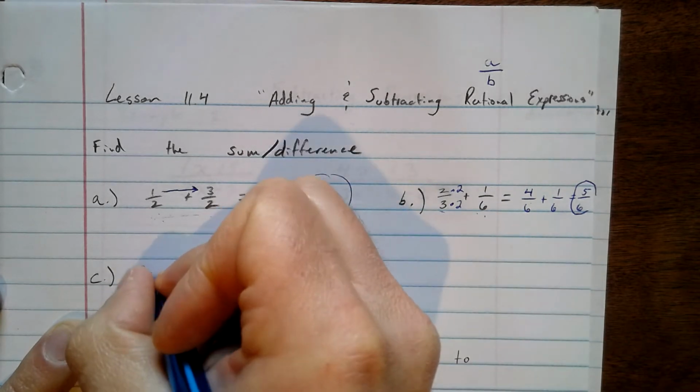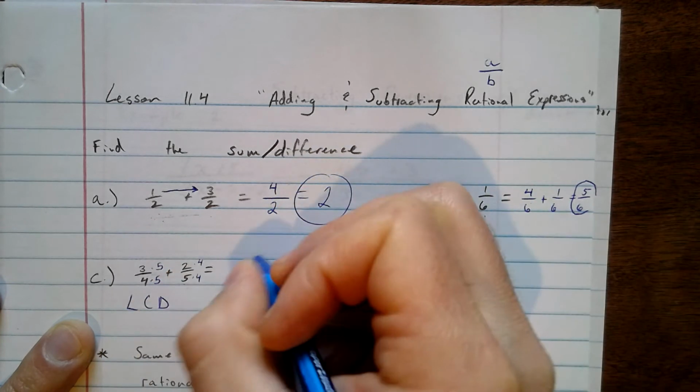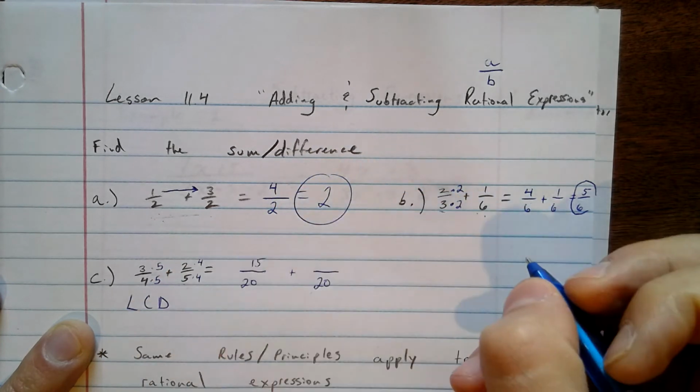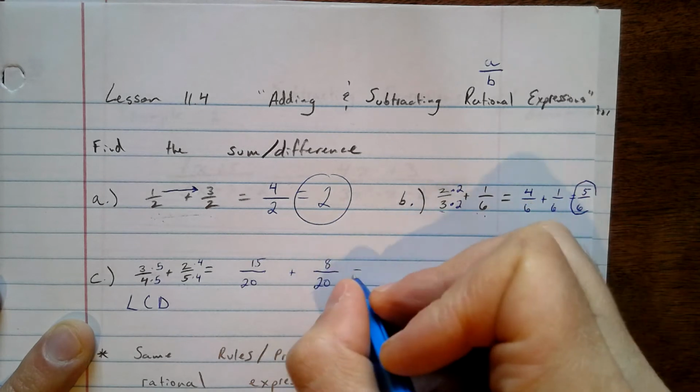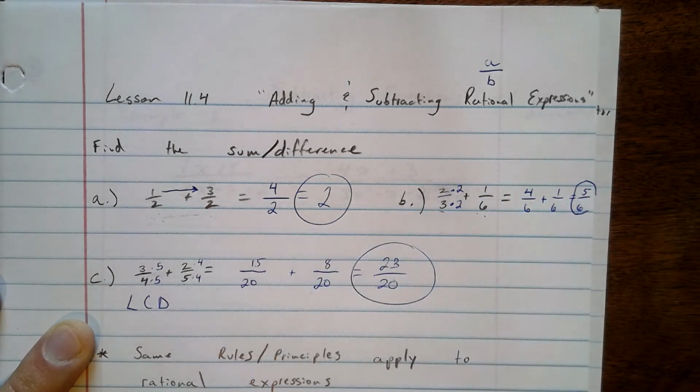I think we multiplied this top and bottom by 5 and this top and bottom by 4 to get us 15/20 and 8/20, which we can then add pretty easily. This is 23/20. And since that fraction doesn't reduce, we've got our answer.